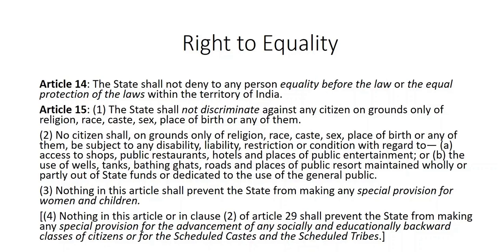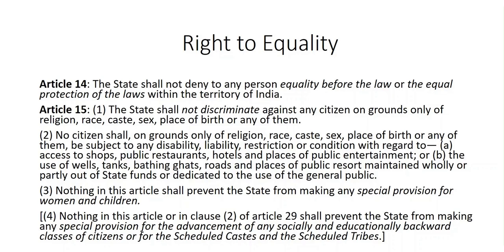Article 15 talks about that the state shall not discriminate against any citizen on grounds only of religion, race, caste, sex, place of birth or any of them. कोई discrimination नहीं होगी, state नहीं करेगा. And state, again, the definition of state is given in Article 12. It will be all the government bodies. कोई discrimination नहीं करेंगे in grounds पे, religion, race, caste, sex, place of birth पे कोई distinction नहीं होगी.